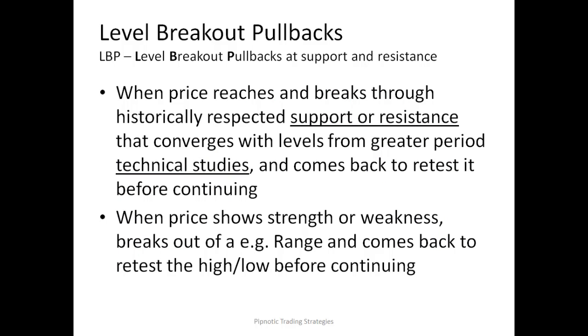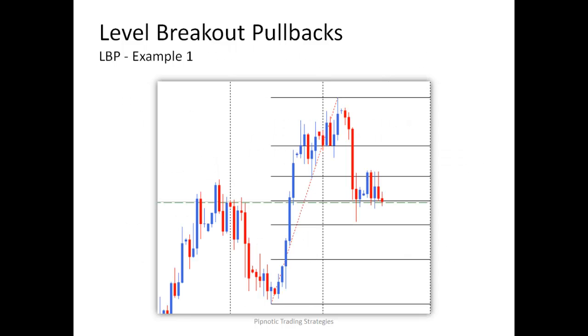When price reaches and breaks through historically respected support or resistance that converges with levels from greater period technical studies and comes back to retest it before continuing. So these are also considered momentum entries where price is showing a directional bias and there's momentum in the direction of the bias, and before price can continue higher it has to come back, fill orders before it can continue. When price shows strength or weakness, breaks out of a range and then comes back to test the high or the low of a range before continuing. Again, let's have a look at some examples.